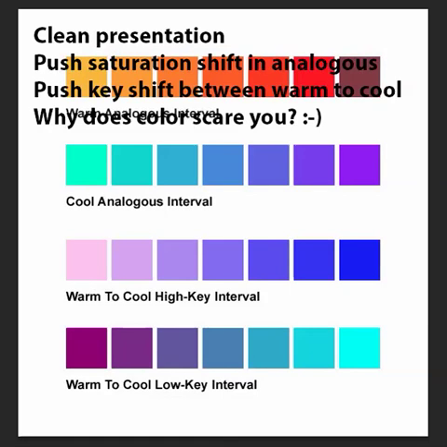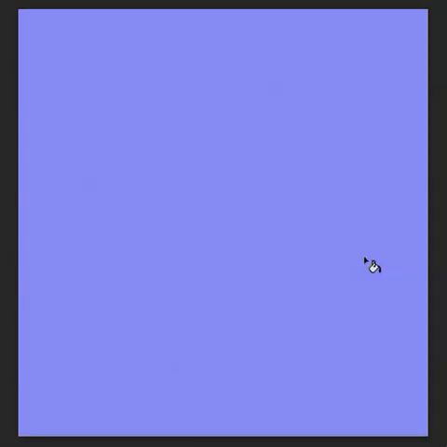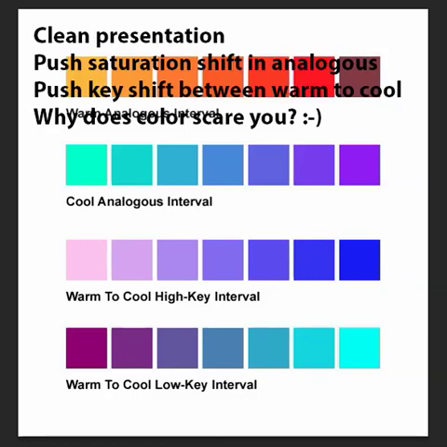So what we want to see is the high key be undeniably high in key or light in value, right? Something like that would do the trick. And we want to see the low key interval be undeniably dark in value or low in key. So making one of the colors darker would do the trick. So that's what I mean by pushing the key shift between the warm and the cool colors.